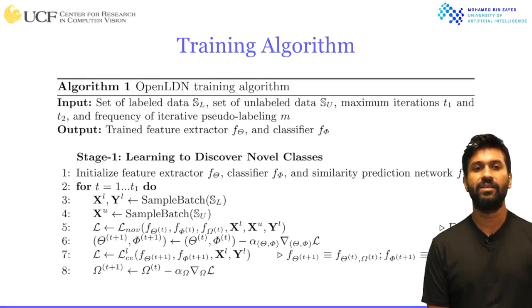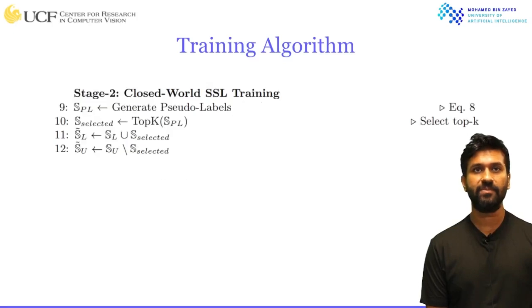Next, with those updated parameters, that means theta t plus 1 and phi t plus 1, we compute cross-entropy loss on only the labeled samples. And note that here, the updated parameters theta t plus 1 and phi t plus 1 have a dependency on our pairwise similarity network f omega. And finally, based on this cross-entropy loss on the labeled samples, we update the parameters of our similarity prediction network f omega.